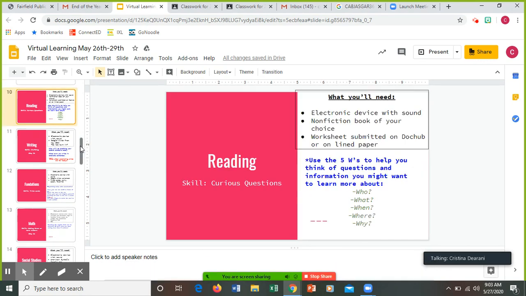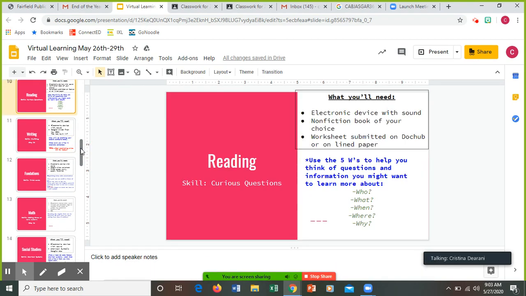For reading, you guys are going to create some curious questions. So you will need an electronic device with sound, a nonfiction book of your choice. And you can write on the document using DocHub. If that doesn't work for you, I know some people are saying they can't get the DocHub to work. You can always do it on lined paper, and if you want to just email it, that's okay too.